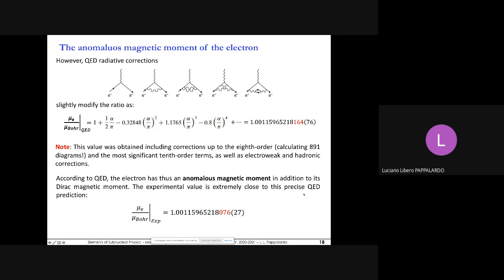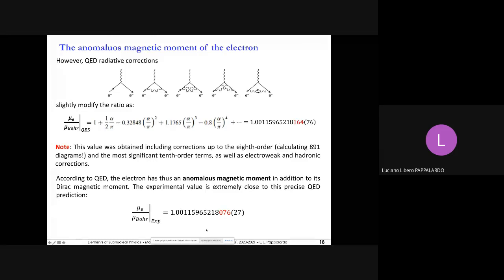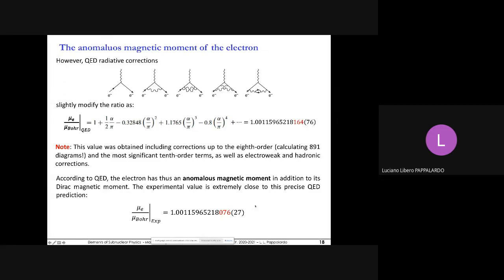This is really amazing. Just try to compare these two numbers. All those that are in black are just the same, and the difference is only in the last two. So essentially the two numbers are consistent within the total error, which is the theoretical error and the experimental error. This is really amazing. Consider how many digits we have here.